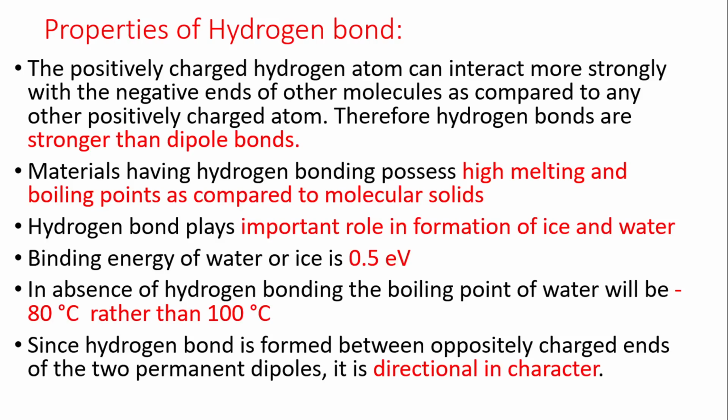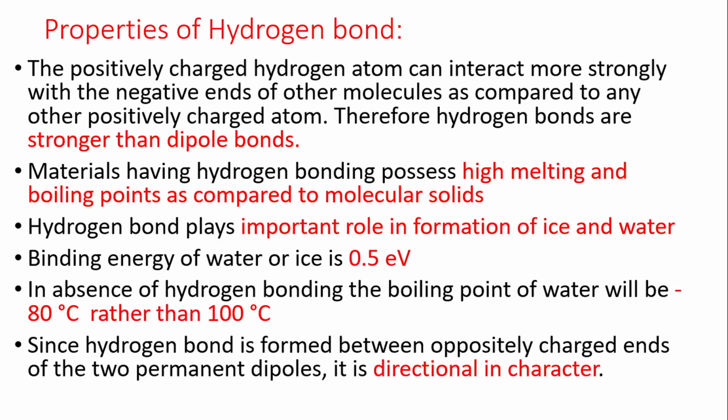Now, in the case of molecular bond, that is van der Waals bond, we have seen that the binding energy is simply 0.1 electron volt. What about the binding energy of the hydrogen bond? It is 0.5 electron volt per bond, for example in water or ice. So it is 5 times, a much stronger bond.